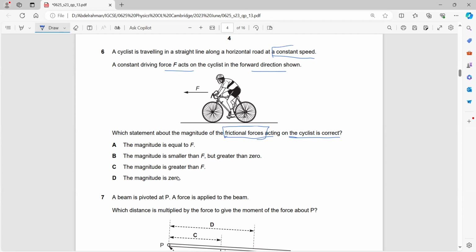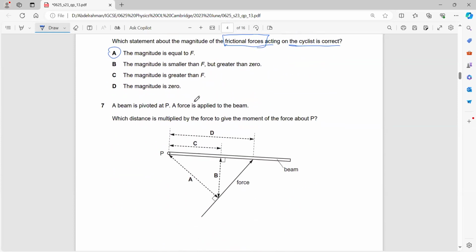He's moving at a constant speed. You have frictional forces acting in the opposite direction. Definitely, yes, you are all correct. It has to be equal to the magnitude of F. Why? Because he's moving at a constant speed. Whenever you're moving at a constant speed, the forward force, for example, if it was 1000 newtons, then the frictional forces have to be also 1000 newtons. Any questions?